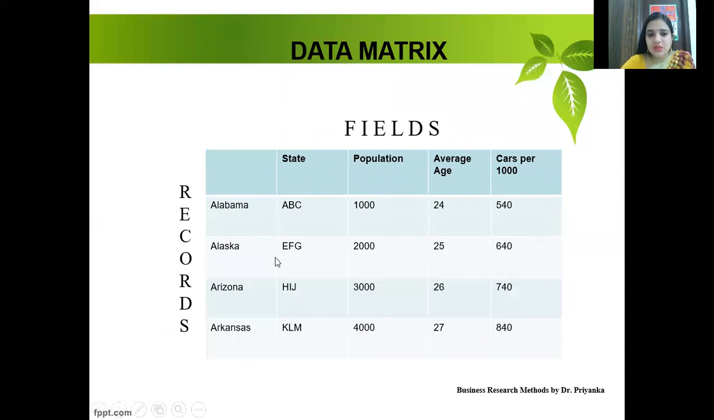Like this, you can say there is a name, Alabama, state ABC, population, the population of the state, and then the average age of people out there, and then cars per thousand, how many people own a car per thousand people. So this is a kind of field, and this is your record. This way you can present a data matrix.